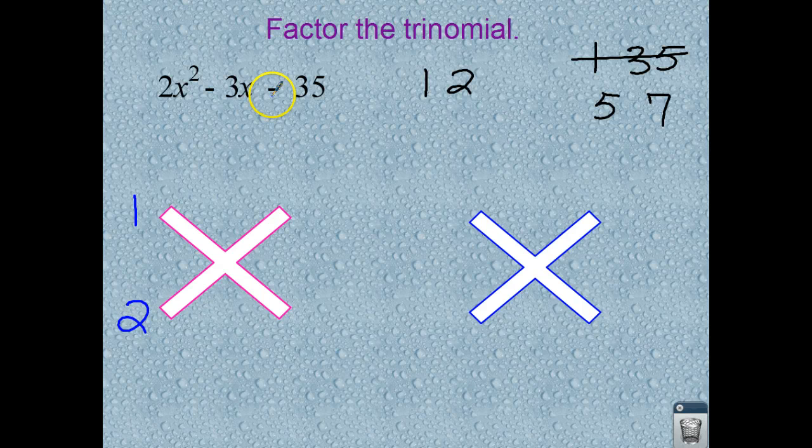Let's look at our signs. They can't both be positive and they can't both be negative because a negative times a negative will not get us that negative. So they're going to have to be alternating signs. All right, so let's throw the 5 in the top, and how about the 7 in the bottom?